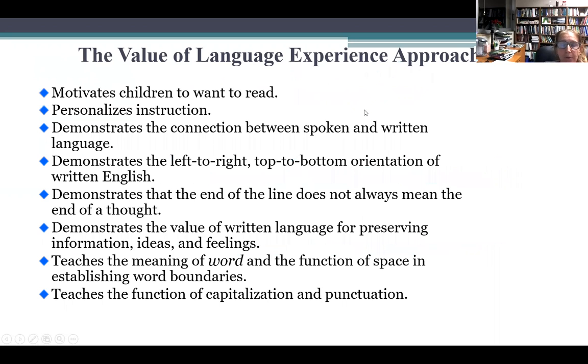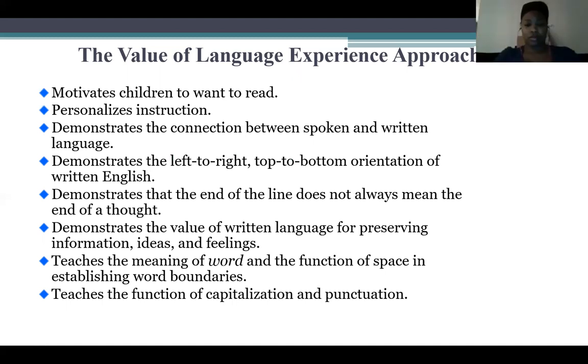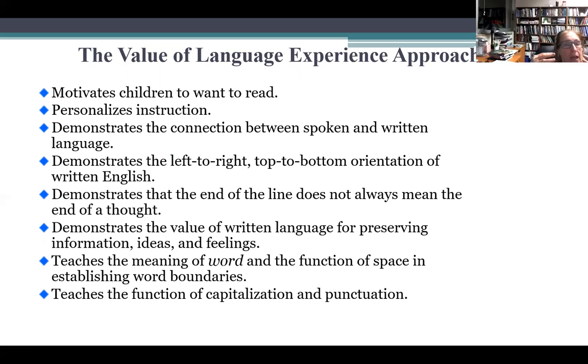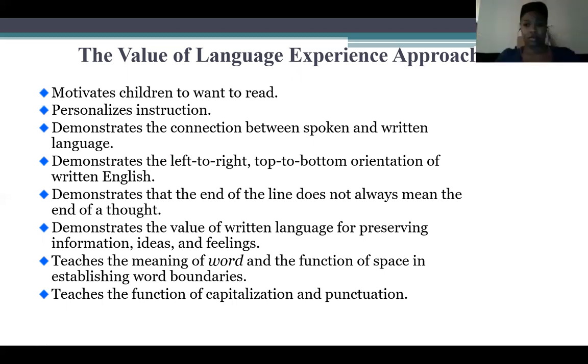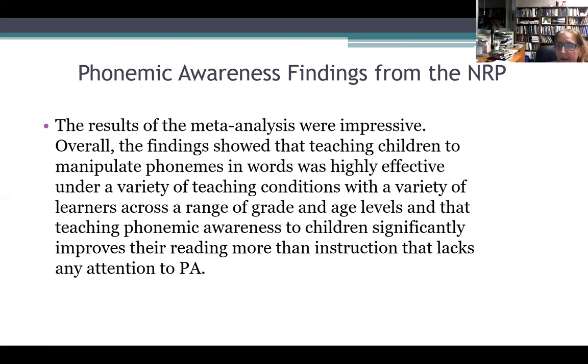The language experience approach. If you remember from our first week, the different theories of reading: bottom up is the phonics approach. Top down is the language experience approach, and it has a lot of advantages, but I would never do that without including lessons in phonics, because the National Reading Panel showed that phonics instruction, no matter what type you chose, produced better results than no phonics instruction at all. So, the phonemic awareness findings, you can see the results of their meta-analysis.